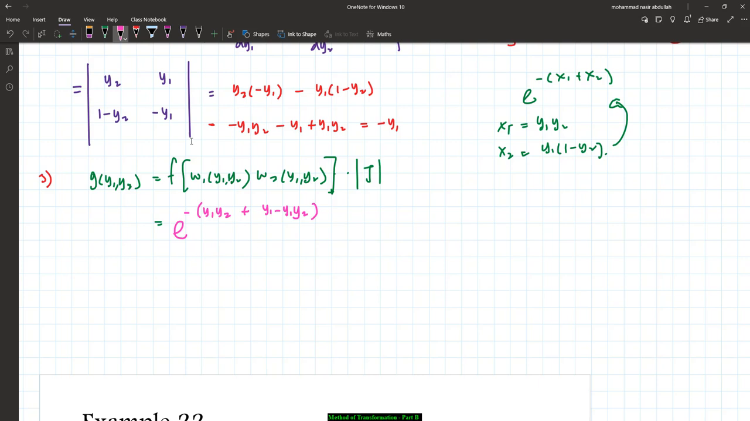So this one should be exponential of negative (y1 y2 plus y1 minus y1 y2), right? We input the x values. Okay, so let's solve this. Multiply with J. Since it is negative, we are left with exponential negative y1, multiplied by the J, which is negative y1. We take the absolute value of the determinant of J, so it should be y1 times exponential negative y1.